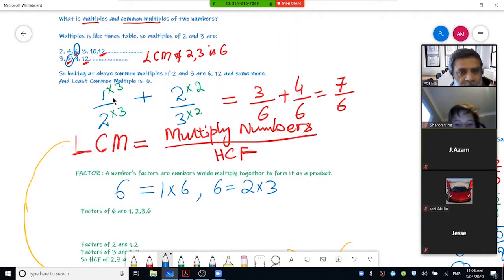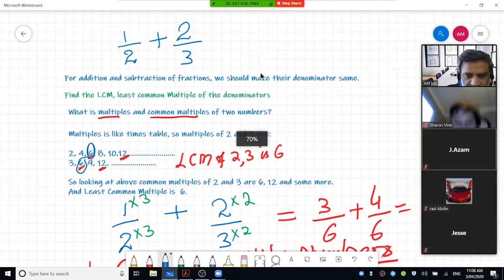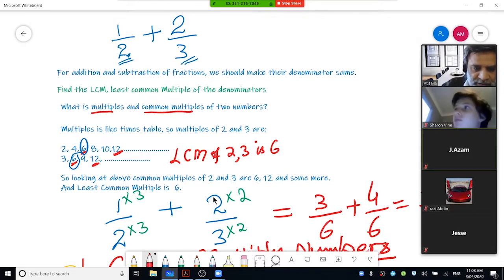So we saw that the least common multiple of 2 and 3 is 6. So looking at the common multiple of 2 and 3, we have to convert. So I would do the question here. We have to now convert this 2 and this 3 into 6. So again, I would request your help.